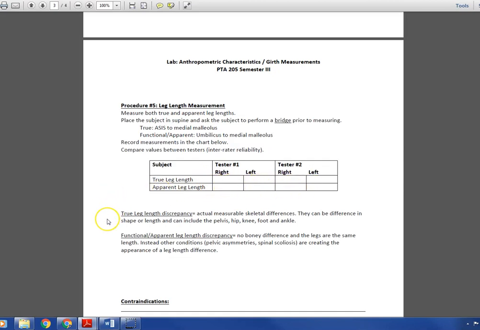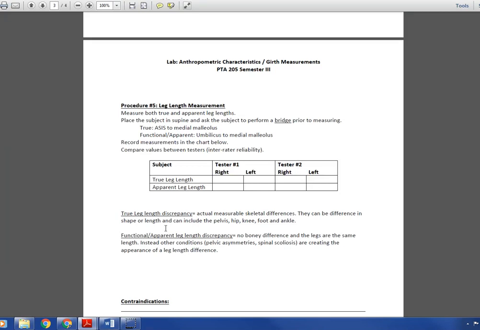So the big difference between our true leg length measurement and our functional, or also called apparent, leg length difference: with the true leg length difference, this is going to measure actual skeletal differences. So there may be a difference in the actual length of the femur, there may be a difference in the shape of the pelvis on one side versus the other. This is looking for true musculoskeletal differences with our true leg length measurement.